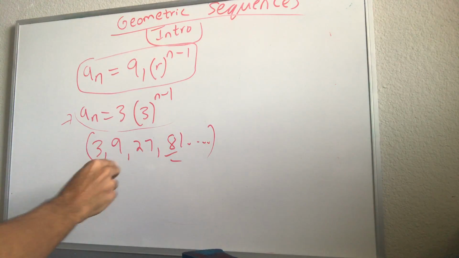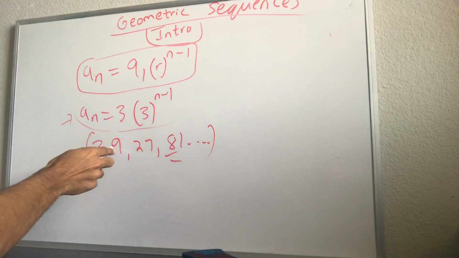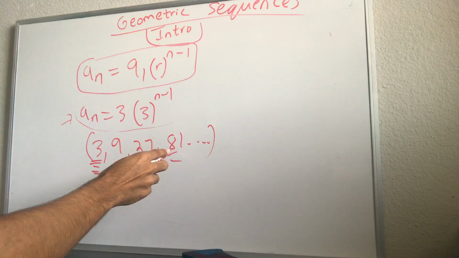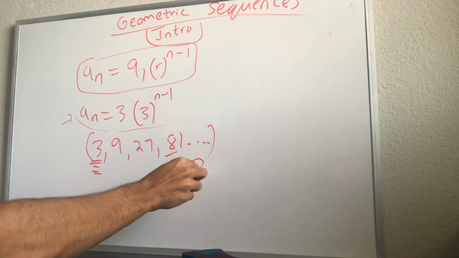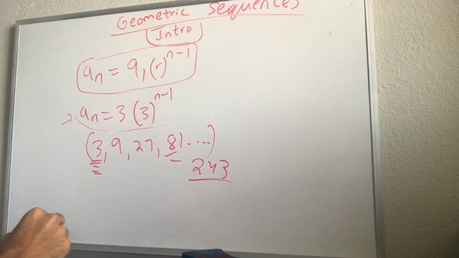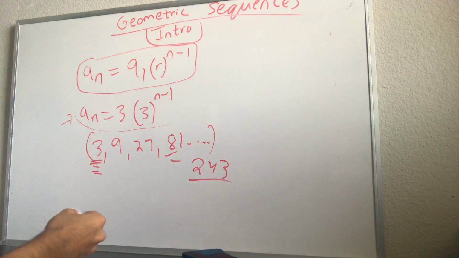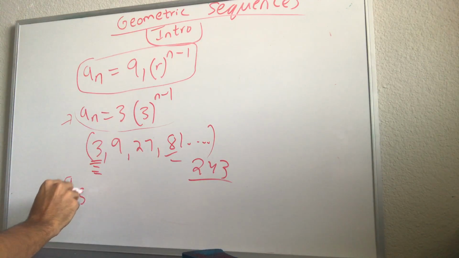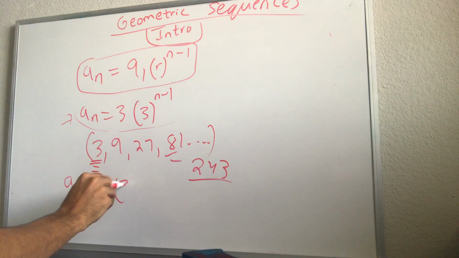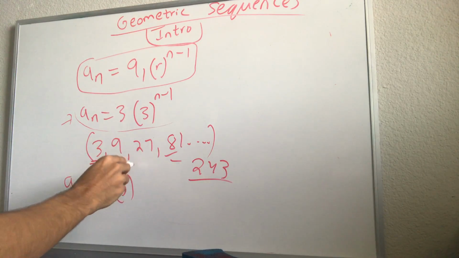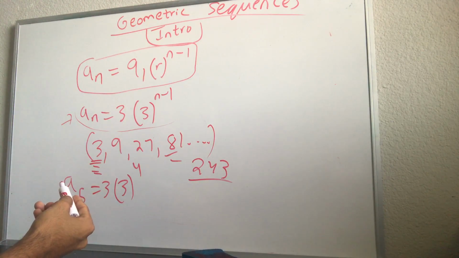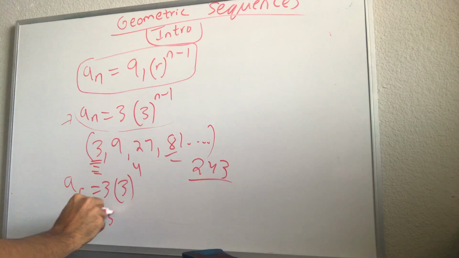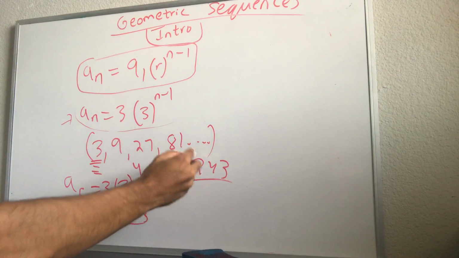Now if we want to find the 5th term, we already know it should be 3 times 3 is 9, 9 times 3 is 27, 27 times 3 is 81. We know that 81 times 3 must be 243, and the 243 here would be the 5th term. So if we substitute 5 here, that would mean that A5 is equal to 3 times 3 to the power of 5 minus 1, which is 4. So 3 to the power of 4 is 81, and times that by 3, we see that A5 should equal 243, and certainly it does here, as you can see.